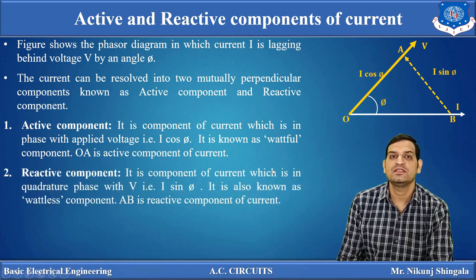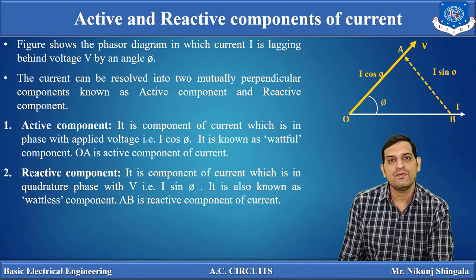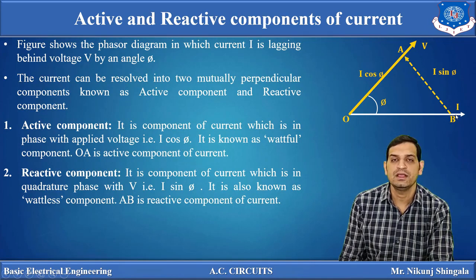The other component is the reactive component of the current, and that component is in quadrature with the applied voltage V. We can see I sin phi is in quadrature with the applied voltage V. The angle between V and I sin phi is 90 degrees. This component is known as the wattless component of the current, because the power we get from this reactive component is reactive power, which is basically useless power. That's why it is known as the wattless component. In the present diagram, AB is the reactive component of the current.